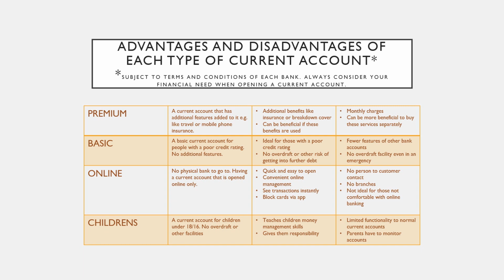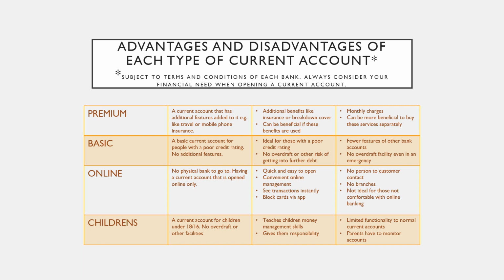So we know that a premium account is a current account with additional features like travel insurance or mobile phone protection insurance, that kind of thing. But the banks normally do charge an additional fee for these types of accounts. The benefits are the extra packages that come with the account, and sometimes it can work out cheaper if you take out a premium account rather than taking out these products separately. However, the disadvantage, of course, is that there is a monthly charge, and another disadvantage is that it can be more beneficial to buy these services separately.